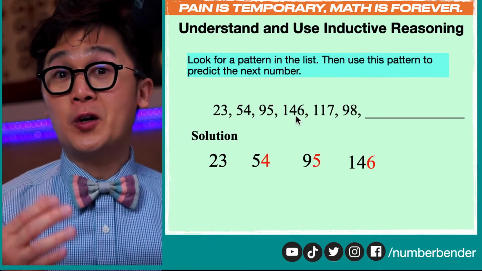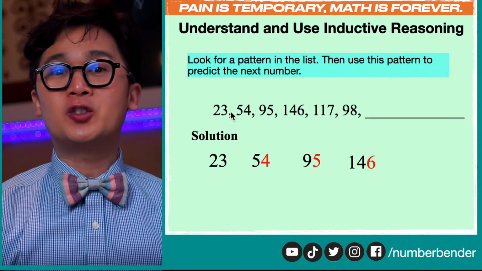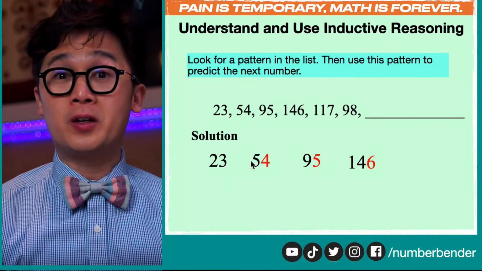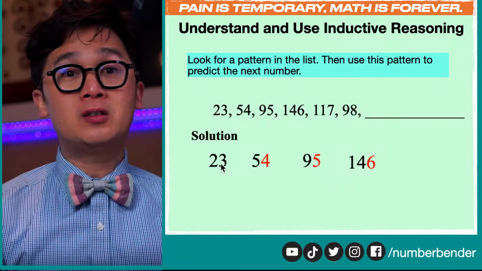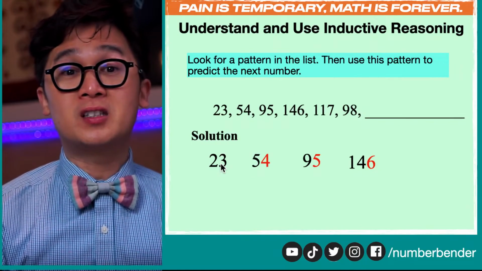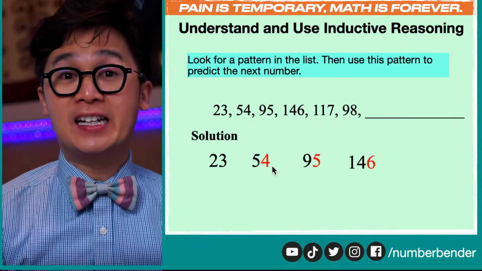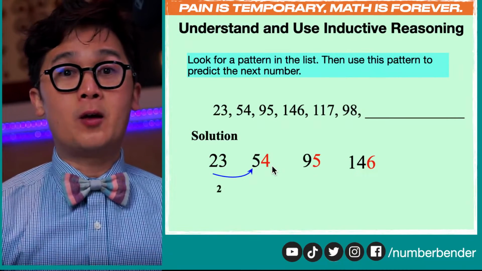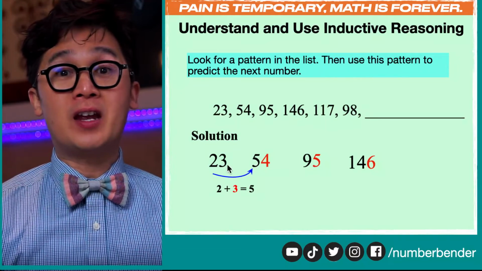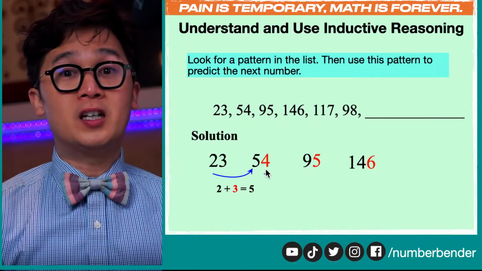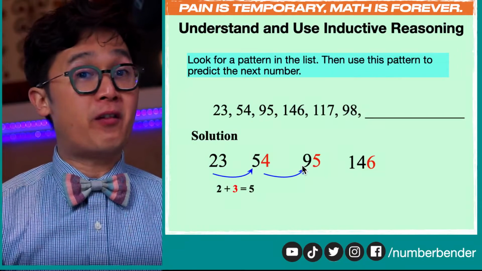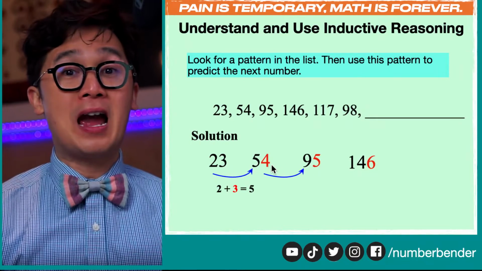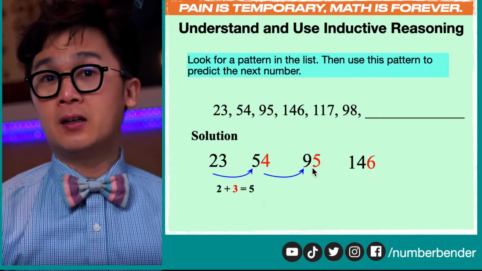And so on. It seems that the pattern is showing us that all we need to do to go from 23 to 54 is to add 2 and 3, which is 5, and use the number after 3, or the succeeding number, for the second digit. So from 23 to 54, we have 54 because 2 plus 3 is 5, and the number after 3 is 4. So from 54 to 95, 5 plus 4 is equal to 9, and the number after 4 is 5, that's why it is 95.